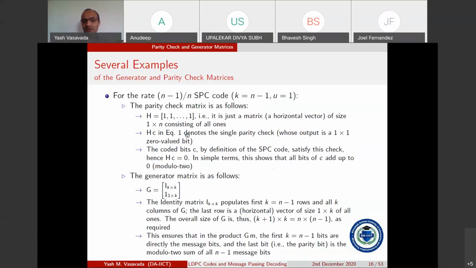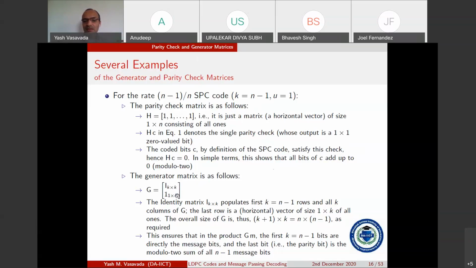In case of the SPC code, and in general for any other code, the generator matrix will have the first part, which is an identity matrix of size k, and the bottom part, which will be dependent on this H. So in case of SPC code, it will be an identity matrix of k, and then the last part of the generator matrix will be just this H vector.